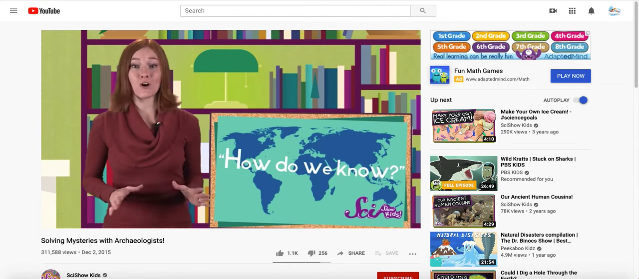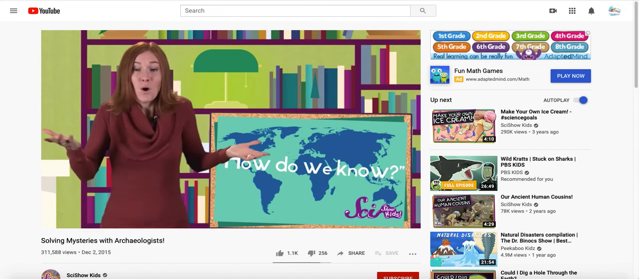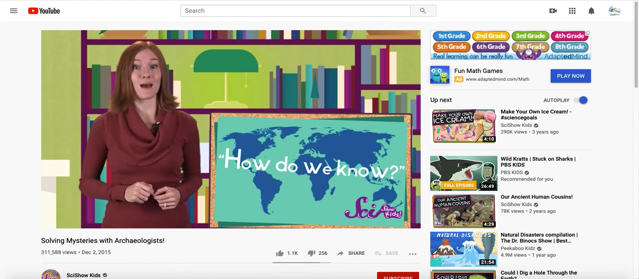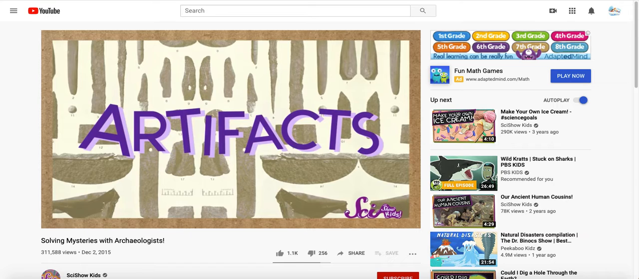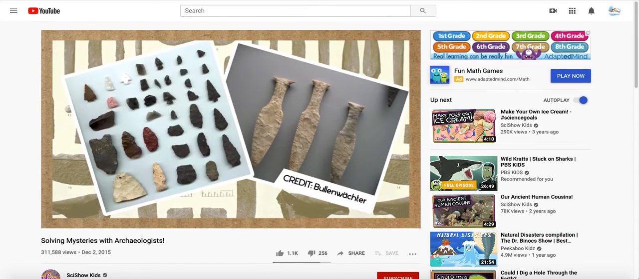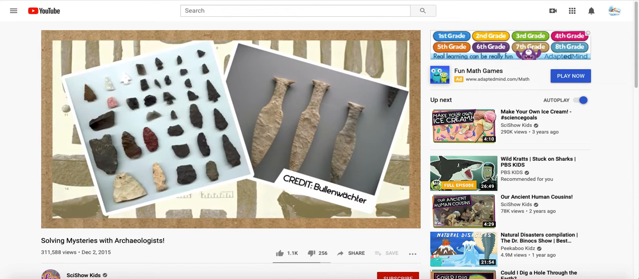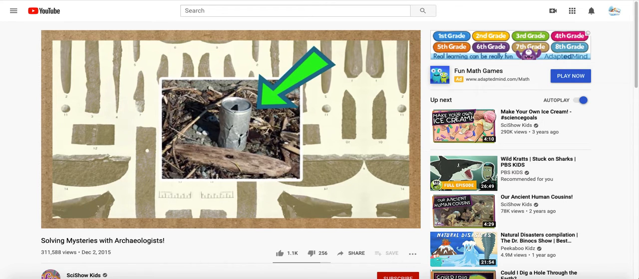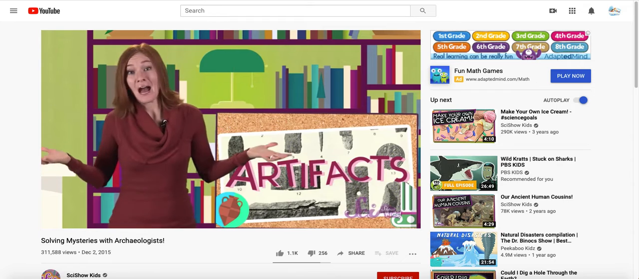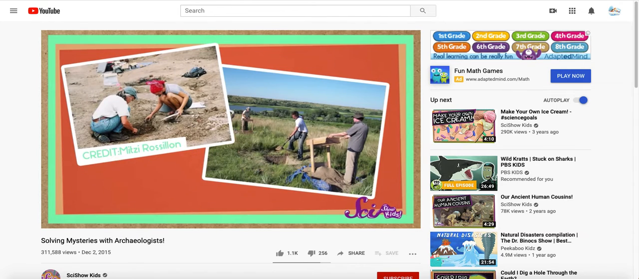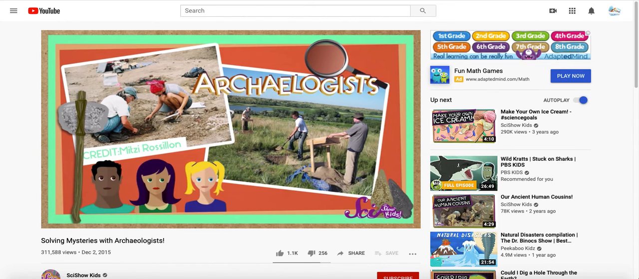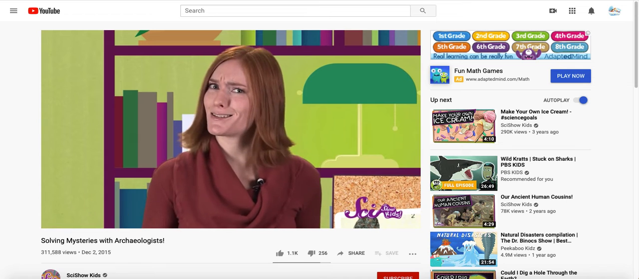Well, a lot of what we know about how people lived in the past comes from what they've left behind. These things that were made or used by people in the past are called artifacts. Artifacts can be really old, like the stone tools that early humans used. Or they can be not very old at all, like some cans that people tossed away just 50 years ago. No matter how old they are, there are scientists whose job it is to find and study these artifacts. They're called archaeologists, and they help us learn more about human history. So how do they do what they do?